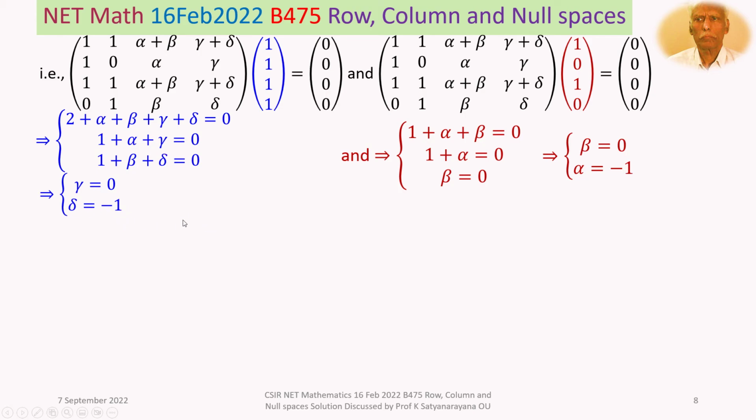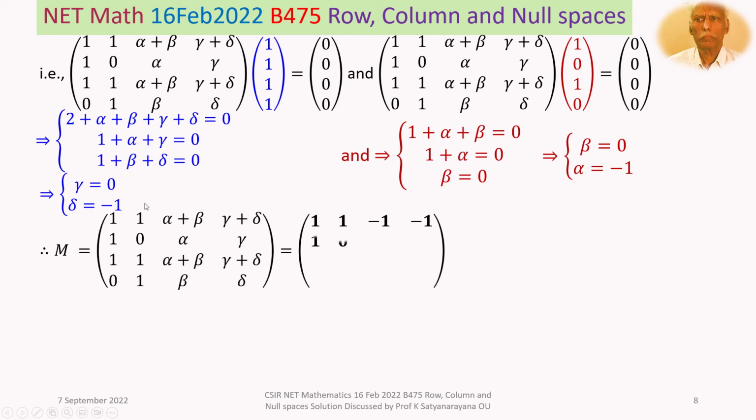So you get the alpha, beta, gamma, delta values, and this is the matrix M. Alpha plus beta is minus 1, alpha is minus 1, alpha plus beta is minus 1, beta is 0. And here gamma plus delta is minus 1, gamma is 0, gamma plus delta is again minus 1, delta is equal to minus 1. So this is the one. It says there exists such a matrix M.